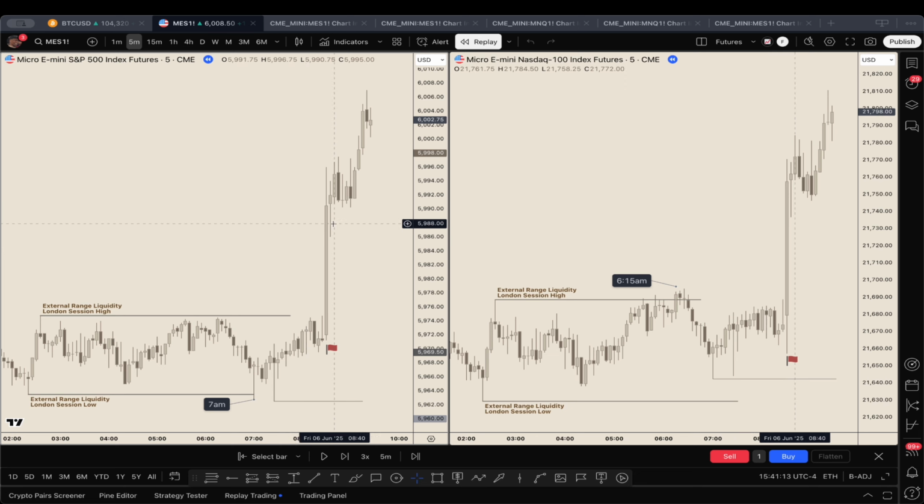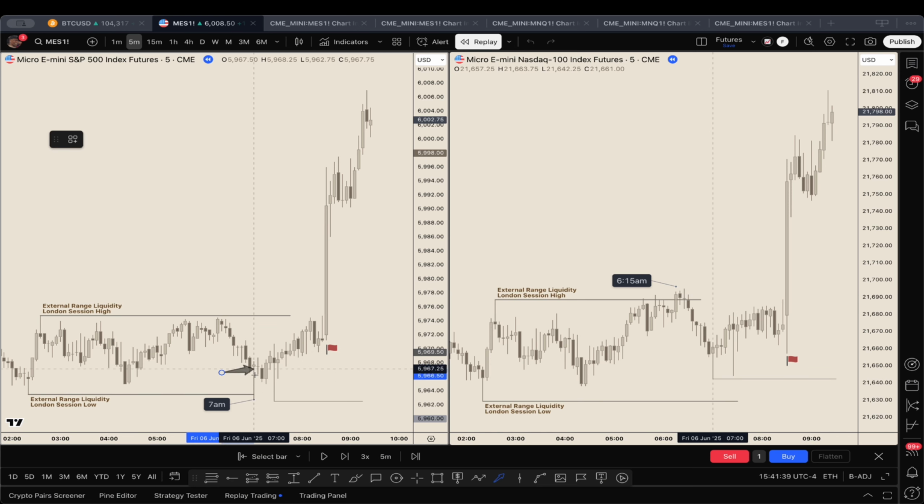All right, so I want to go over this trade that I took from this morning's New York session for June 6th. Today we had NFP at 8:30. As you can see on the chart, I have the E-mini index futures on the left, E-mini NASDAQ on the right, and I've marked out the London session high and low between 2 a.m. to 5 a.m. And ideally, this is the setup that I would love to take.